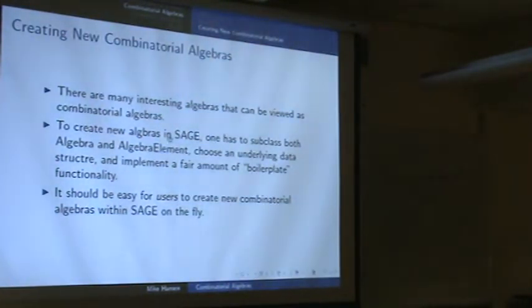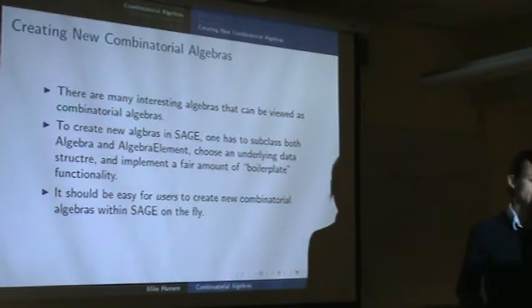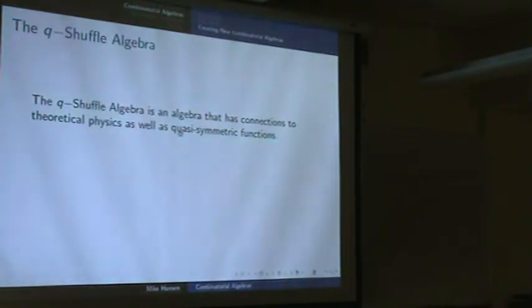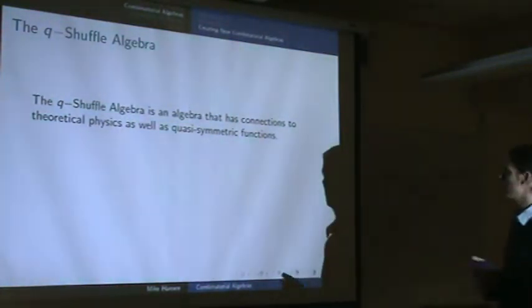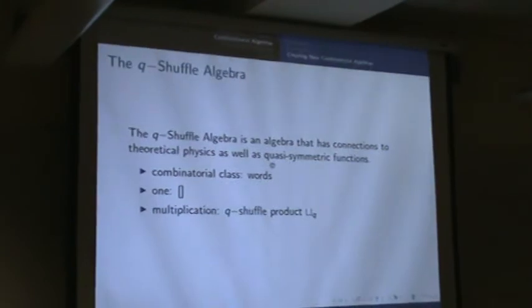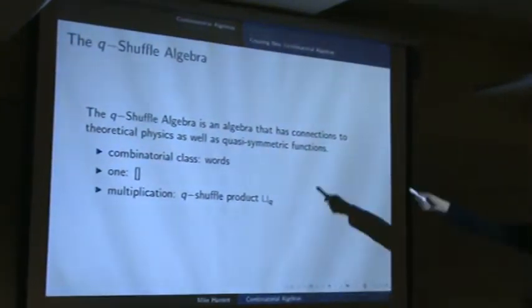And so I'm going to give an example of how you would go about creating a new combinatorial algebra within Sage. The one I'm going to implement is called the q-shuffle algebra. This algebra has connections to, say, theoretical physics and these things called quasi-symmetric functions. But it's pretty easy to define. The combinatorial class underlying this algebra are words.